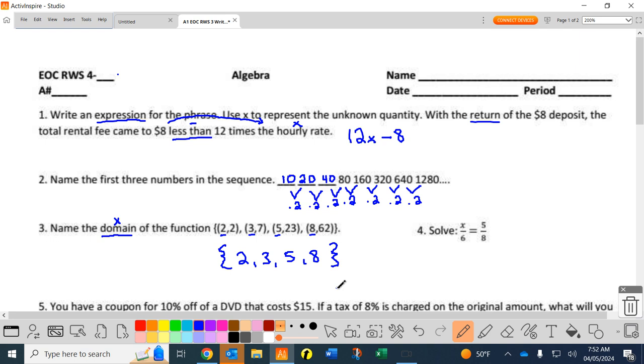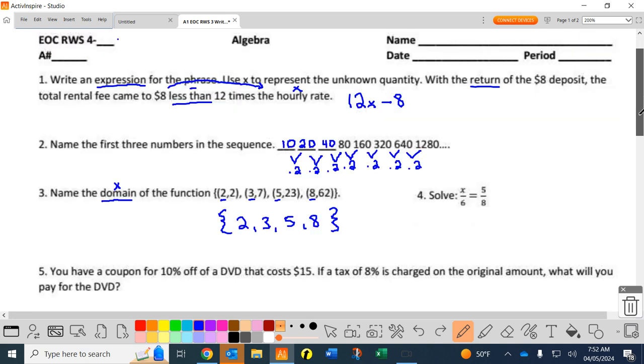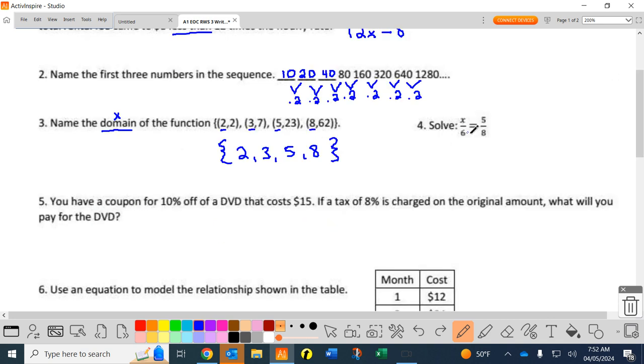Okay, for number 4, you're looking at a proportion. Now in a proportion, you are going to cross multiply to solve. You're going to multiply the 8 times the x. That's going to drop down over on this side. That's going to give you 8x. You're then going to cross multiply the 6 times 5, and you're going to drop that down over on this side. 6 times 5 is going to put you at 30.